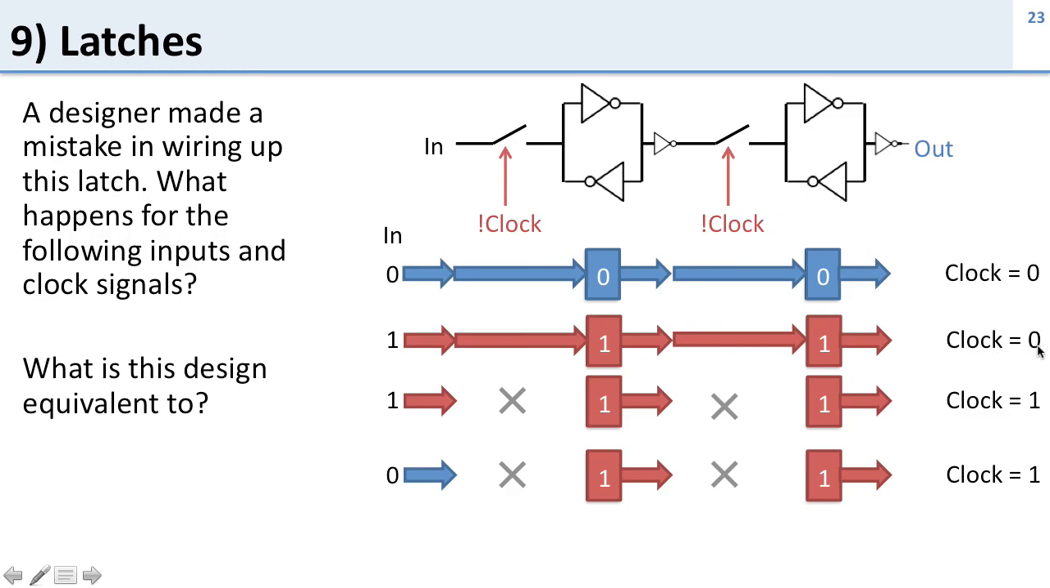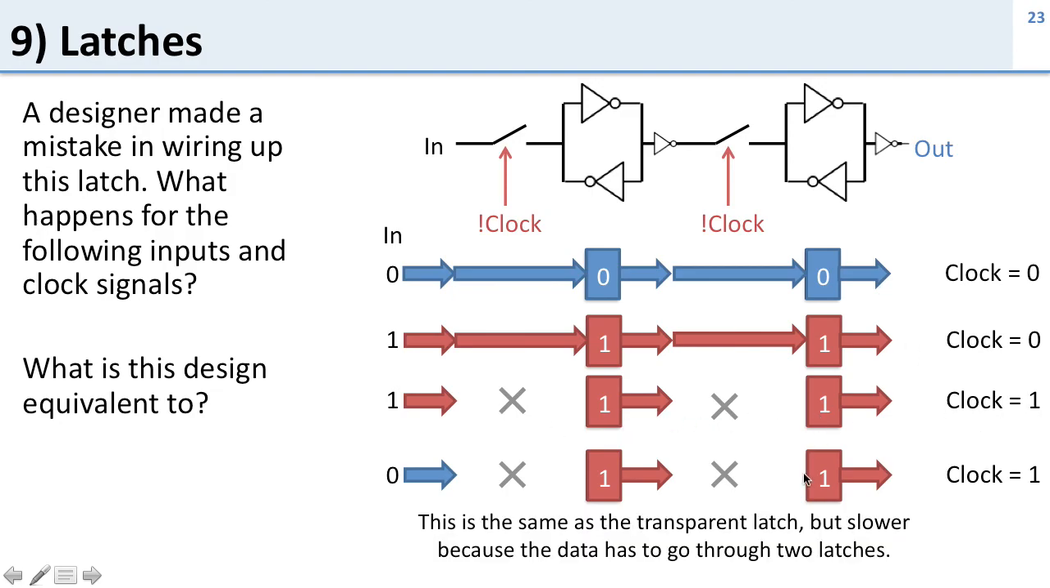So this is a design where clock equals 0, the data goes right through, and when clock equals 1, it stays at whatever the last value is. So this looks like our transparent latch with an inverted clock. Remember, the transparent latch, the value went through whenever clock was 1 or high. Here it goes through whenever clock is 0. But this is slower because here you have to go through 2 latches to get the data out instead of just 1. So this really isn't a very good design for anything.